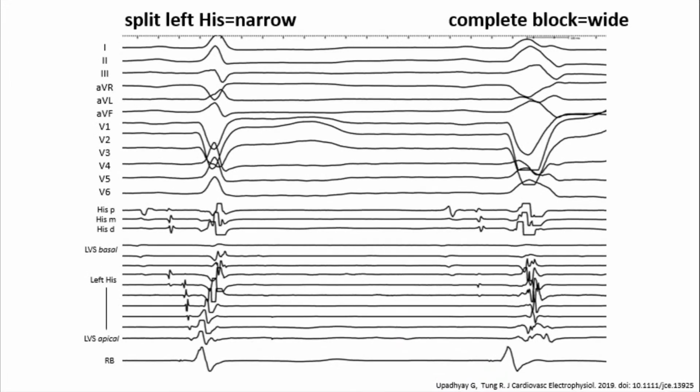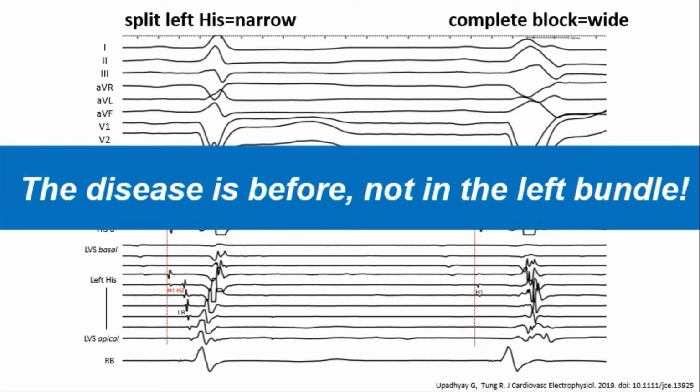Taken one step further, what we see here is that a split His, which is an example of interhisian conduction delay, is actually associated with a narrow complex, and that's because conduction is still occurring. There's not marked delay within the His. Instead, it is only those patients who have complete conduction block where we find that there is no conduction down the His Purkinje of the left side. Therefore, the disease is not in the left bundle, it is before the left bundle.